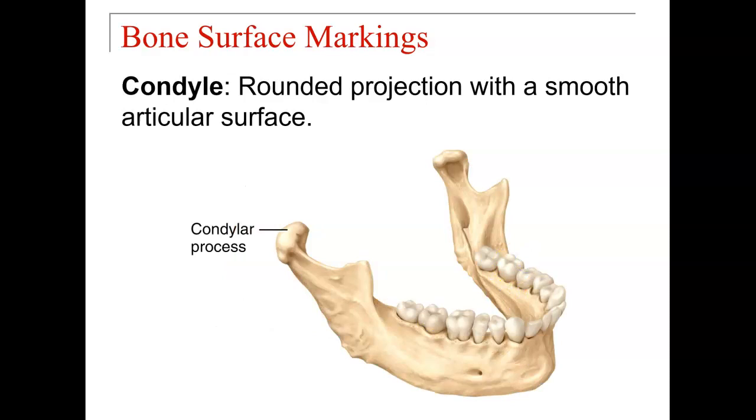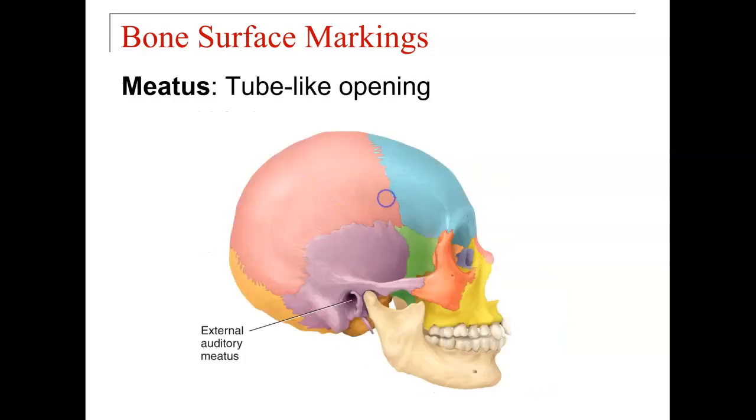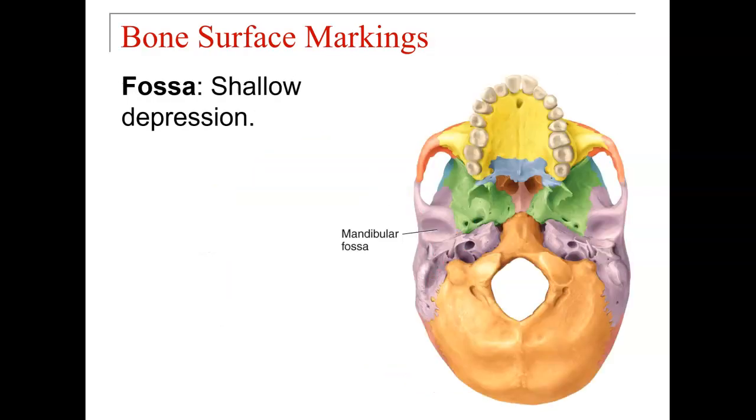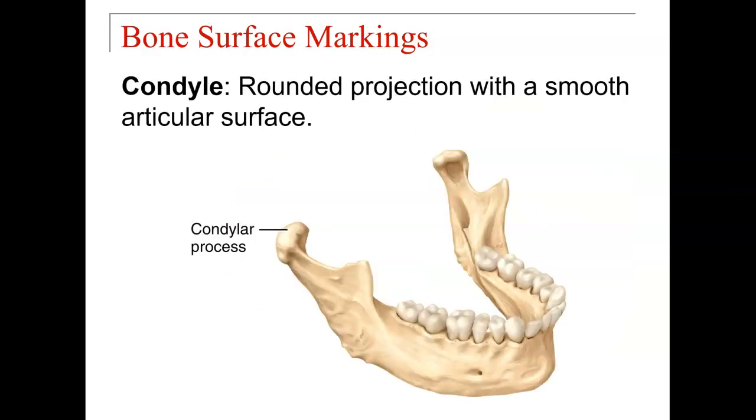Condyles are going to be rounded projections with a smooth articular surface. Remember, articular surfaces are going to be surfaces that come in contact with other bones. They articulate with other bones. And so here you have a condylar process that would articulate with the skull back here with that mandibular fossa. And so that's your rounded projection there.